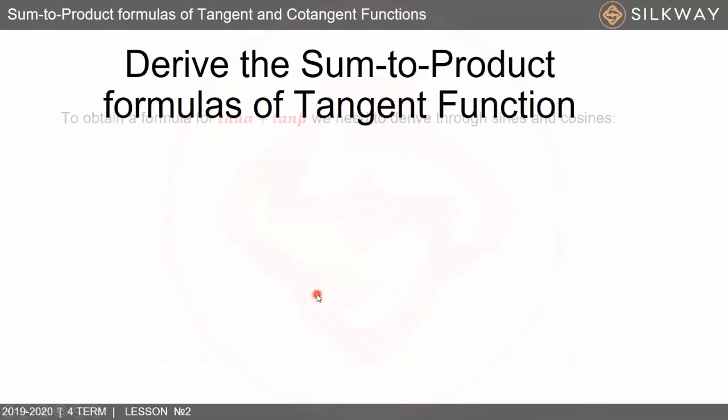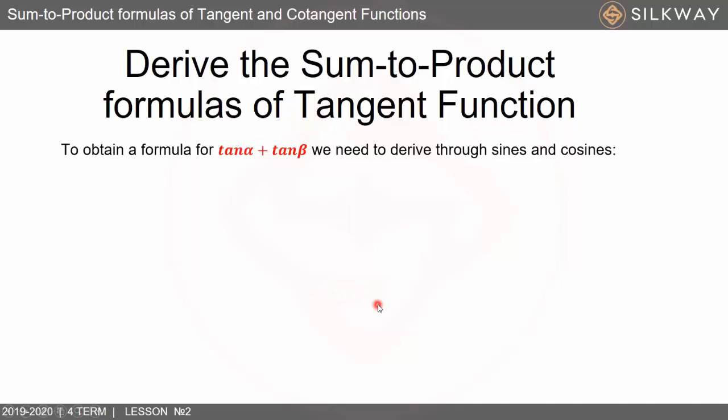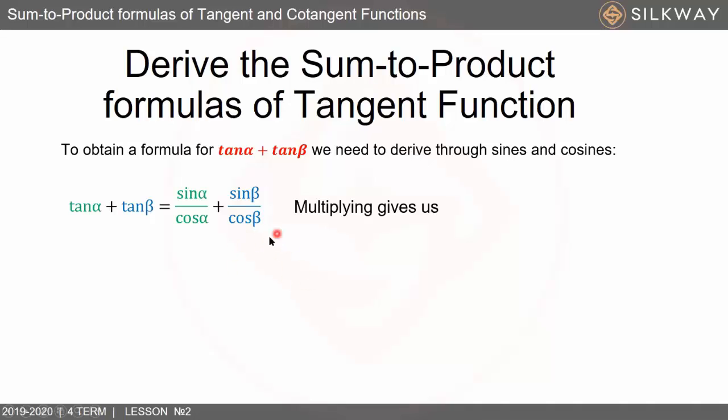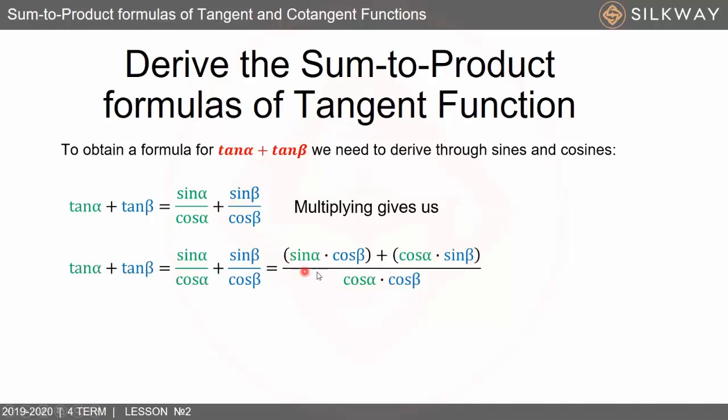To obtain a formula for tangent alpha plus tangent beta, we need to derive it through sines and cosines. We know that tangent alpha is equal to sine alpha over cosine alpha, and tangent beta is sine beta over cosine beta. If we give a common denominator, we will have sine alpha multiplied by cosine beta plus cosine alpha multiplied by sine beta, and in the denominator cosine alpha multiplied by cosine beta.